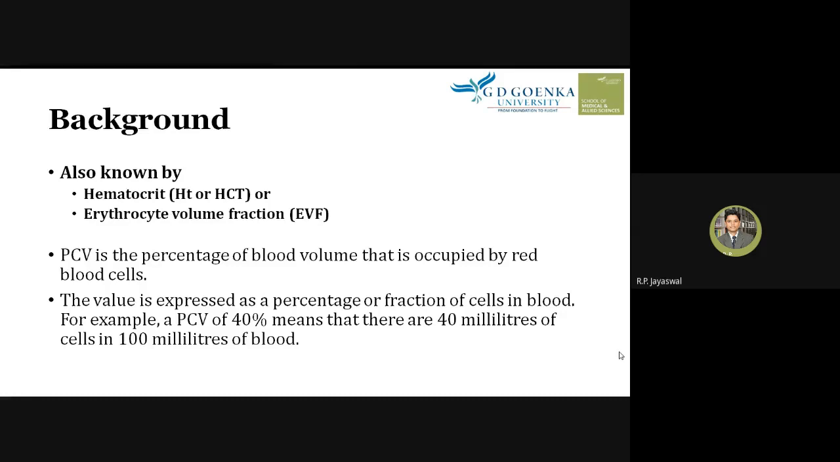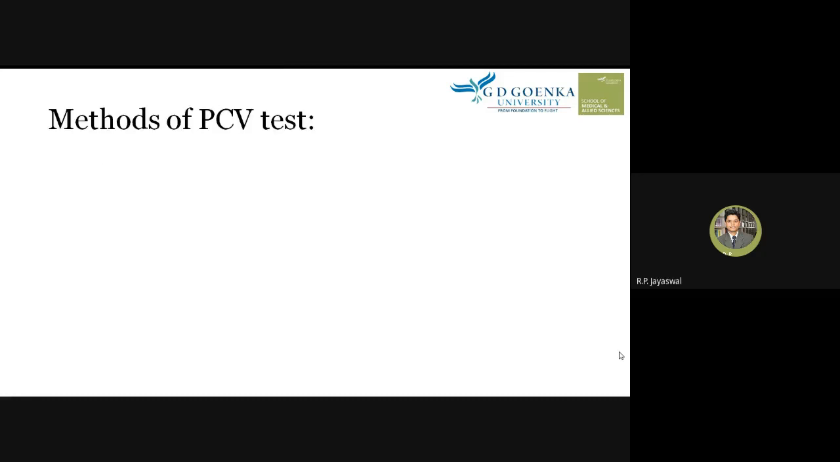For example, a PCV of 40% means that there are 40 milliliters of cells in 100 milliliters of blood. So out of 100 ml, 40 ml is red blood cells. So this is how we define or express packed cell volume, right?